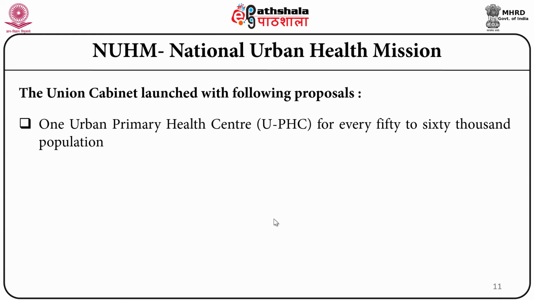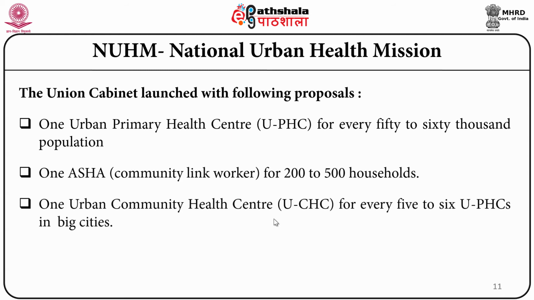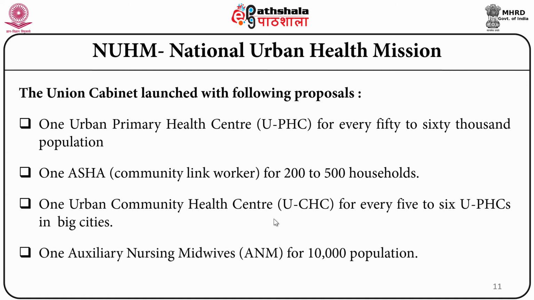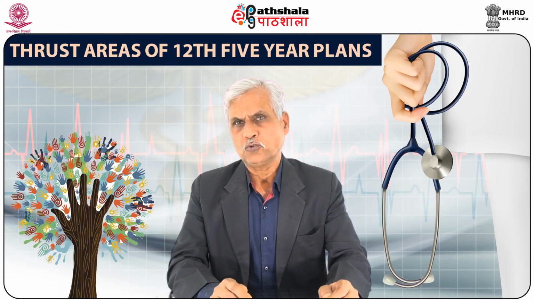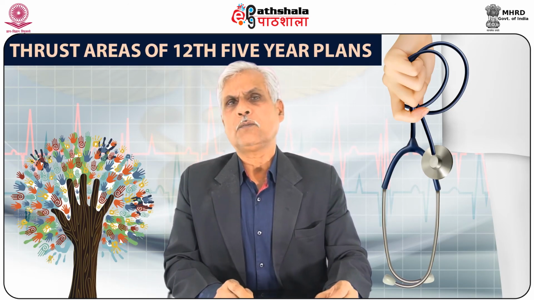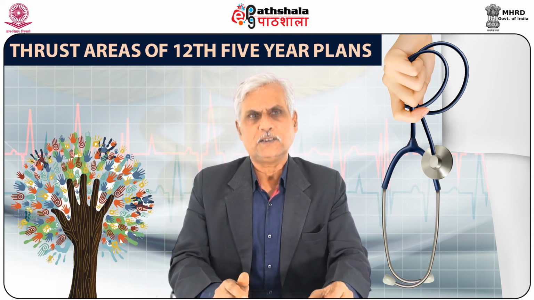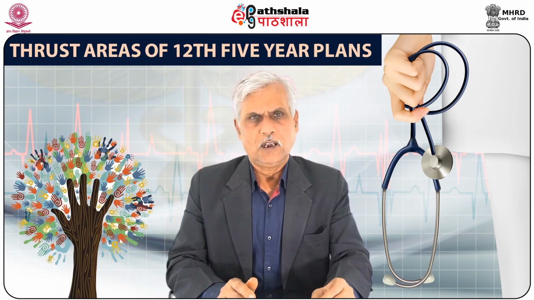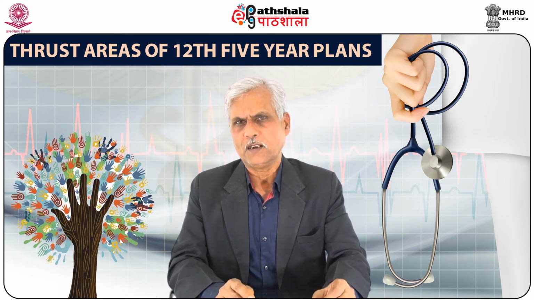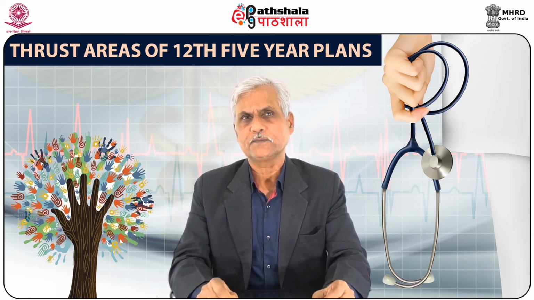One urban primary health center, that will be known as UPHC, for every 50 to 60,000 population. One ASHA community link worker for 200 to 500 households in urban areas, and one urban community health center for every 5 to 6 urban primary health centers in the big cities, and one auxiliary nurse midwife, ANM, for 10,000 population.